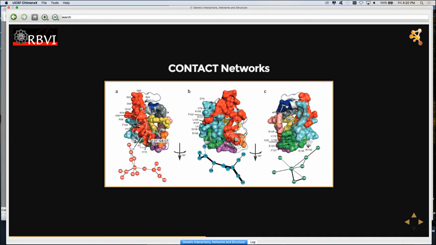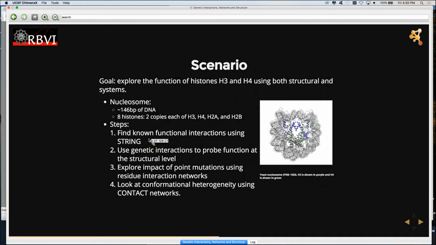And what I'm going to show you now is a scenario. This is where we get to have some fun. We're going to explore together the nucleosome. Specifically, we're going to look at histones H3 and H4. And we're going to do this by using a whole set of tools and the technologies that we've just gone through and show basically a scenario that we could walk through a step at a time to dive in and to put all of these together using both structure and network visualization.